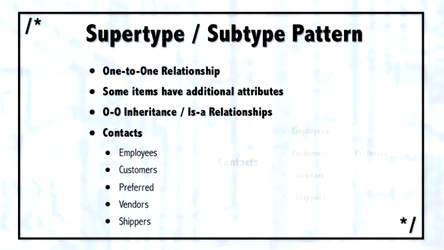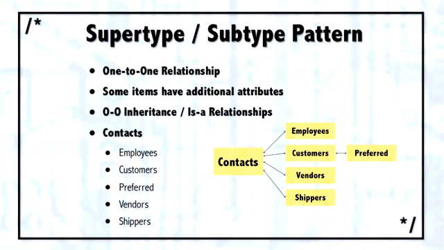The third pattern I want to show you is the supertype-subtype pattern. The supertype-subtype pattern is useful when you have a situation where it's difficult to decide, do you want to put everything together in one entity or separate it out into multiple different entities. For example, in this diagram, there are certain attributes or certain columns that are going to be common to employees, customers, vendors, and shippers, such as address, name, maybe phone number.